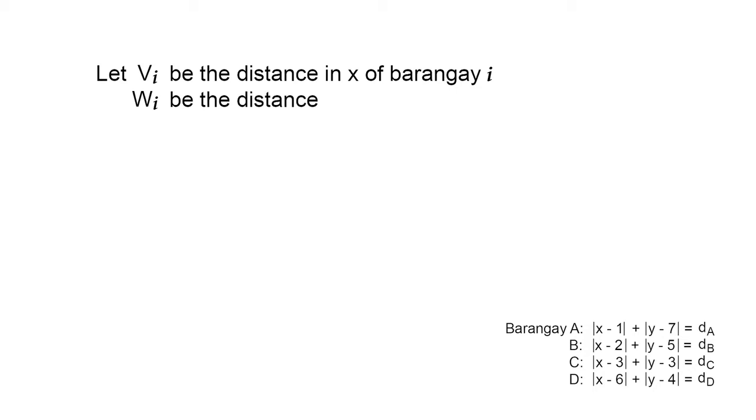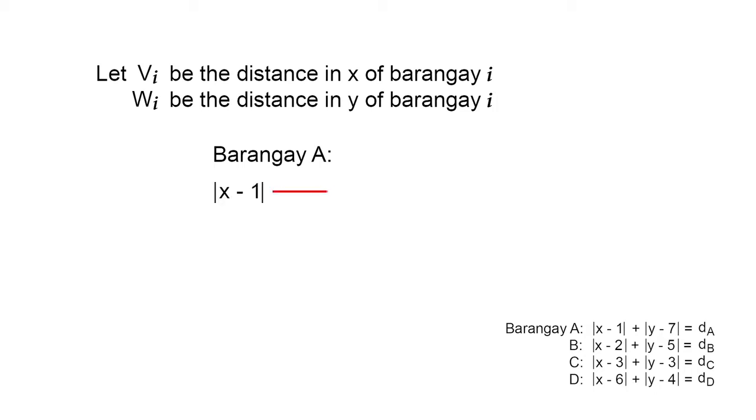Let v sub i be the distance in x of barangay i, and we let w sub i be the distance in y of barangay i. Now, in this example, we look at the x values first. We now get the x distance of barangay A, which is given by the absolute value of x minus 1.